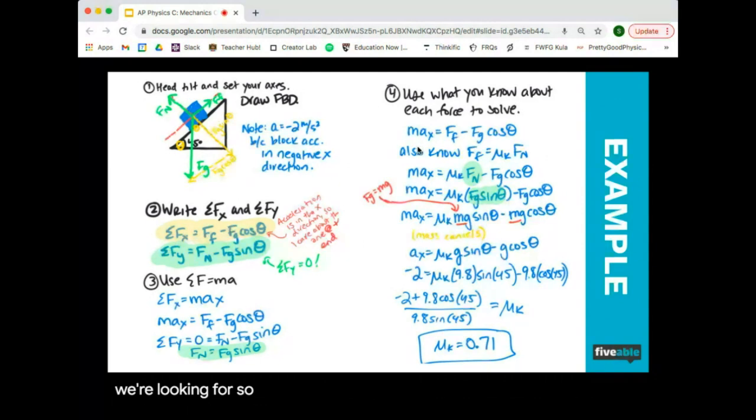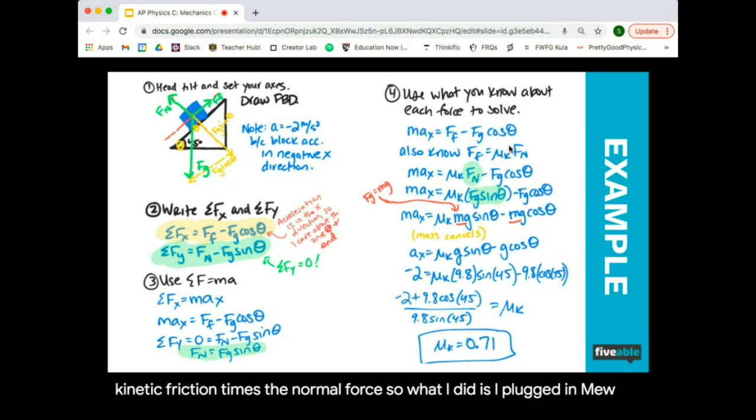So here we go. We know that in the x direction, the mass times the acceleration is going to be equal to friction minus the component of gravity. We also know that friction is going to be equal to the coefficient of kinetic friction times the normal force. So what I did is I plugged in mu times the normal force for the force of friction here.